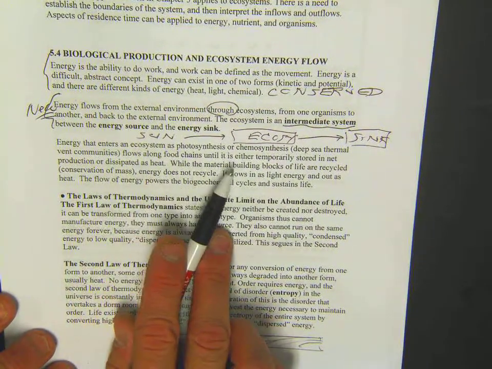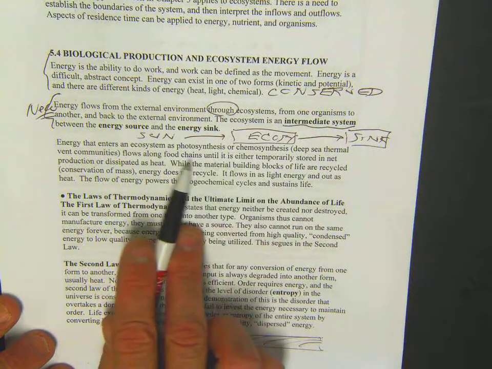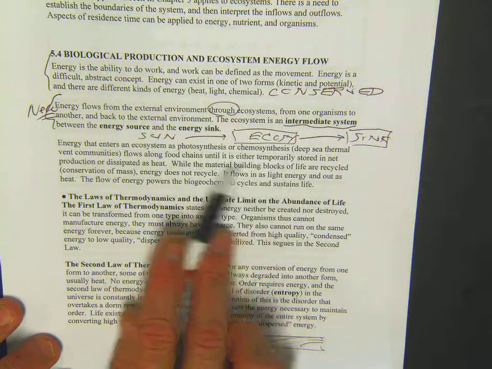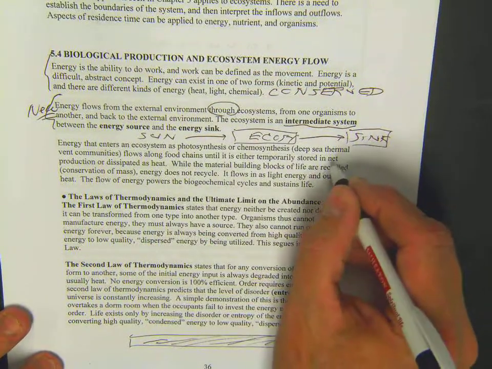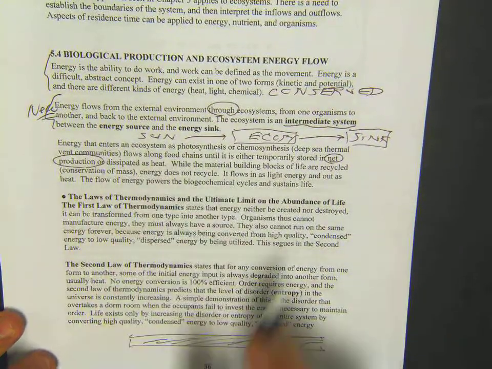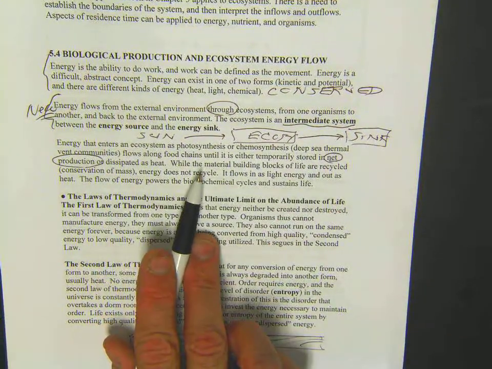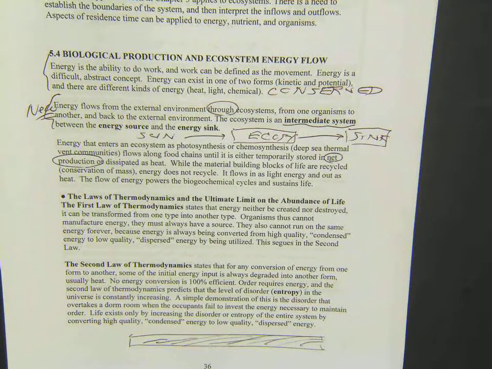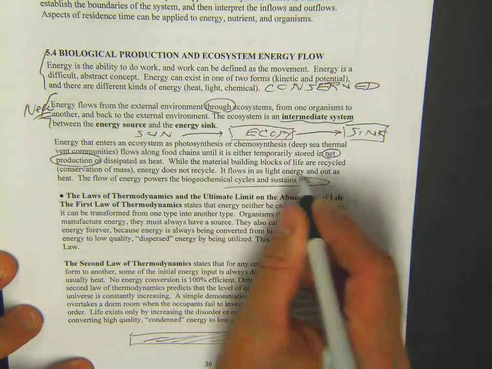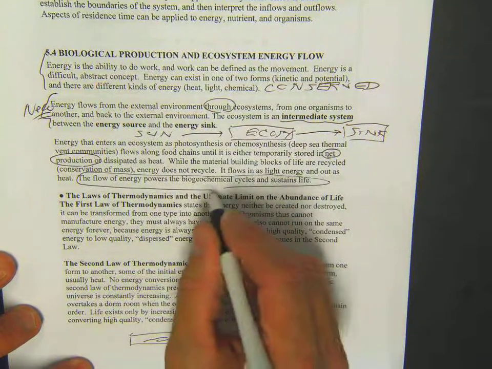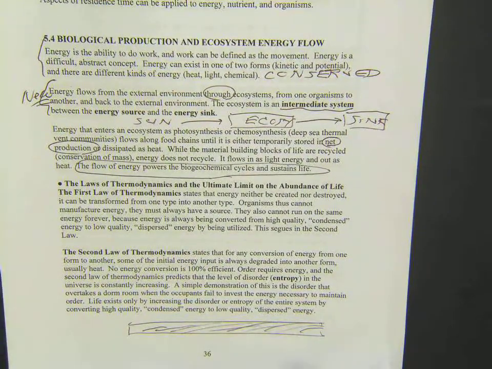Energy that enters an ecosystem through photosynthesis or chemosynthesis moves along food chains until it's temporarily stored in net production or dissipated as heat. Storage would be like in plants. I'll get into net production in just a little bit on the next video. While the material building blocks of life are recycled, energy doesn't recycle. We talked about that earlier. It flows in as light energy and out as heat. The flow of energy powers, and this is a big one, the biogeochemical cycles. Sometimes we're asked, what is the power behind the water cycle, the hydrologic cycle? And the answer is the sun.